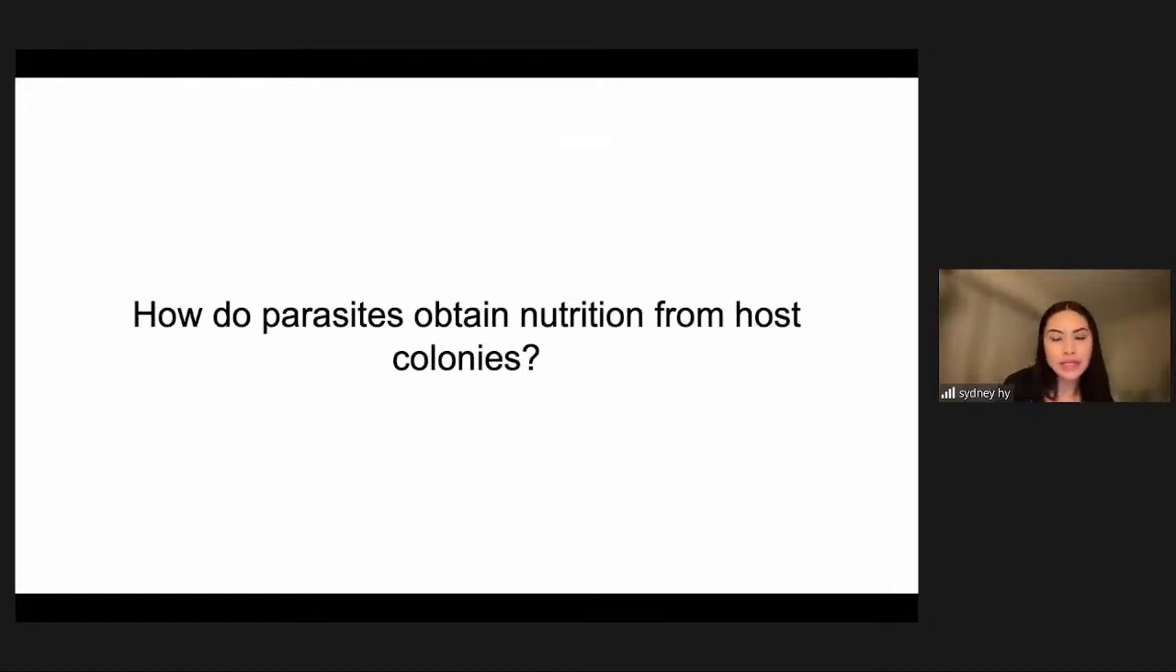Beginning with, how do parasites obtain nutrition from host colonies? So from really early researchers of social parasites and Tetramorium atratulum, like Wheeler and Creighton, there is more of an assumption that these parasites are being fed and cared for by their host workers. But the direct evidence of this feeding of the parasites by these workers seems yet to be clarified.